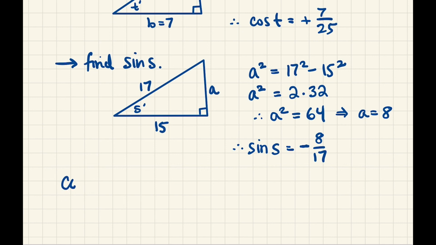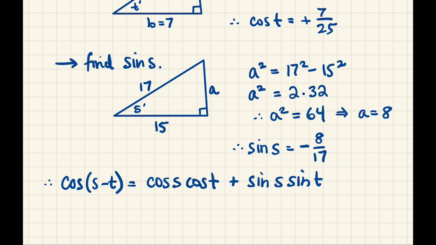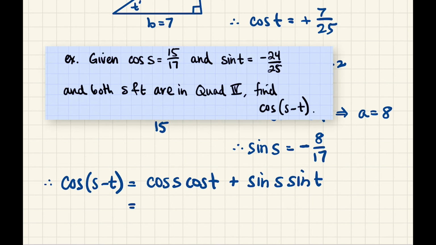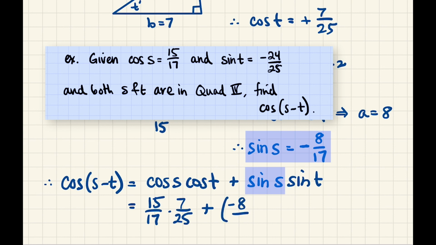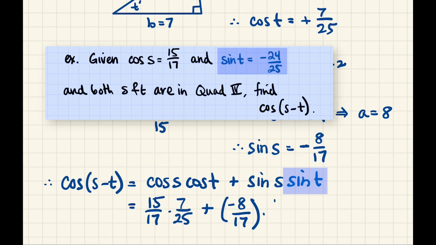So cosine of s minus t, which of course is cosine of s, cosine of t, plus sine of s, sine of t, is all of these pieces. So cosine of s, that was given, 15 over 17. And cosine of t, we evaluated, that was 7 over 25. Plus sine of s, which is negative 8 over 17. And sine of t, which was given as negative 24 over 25.